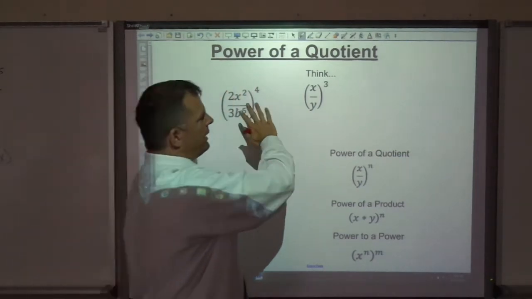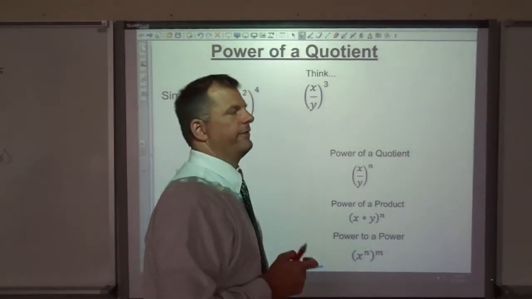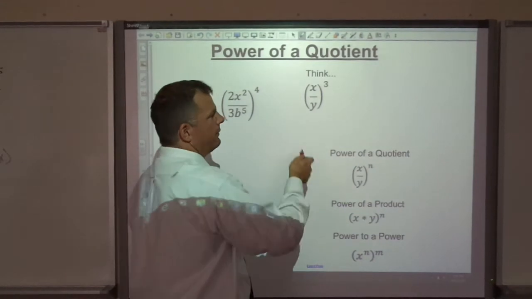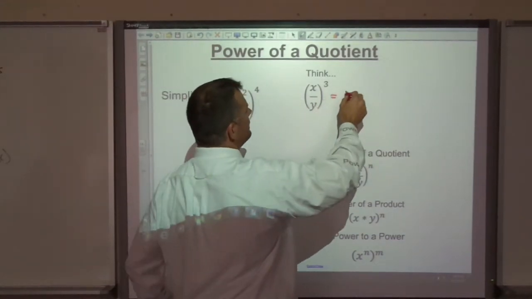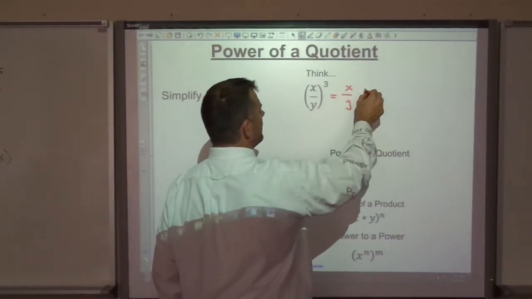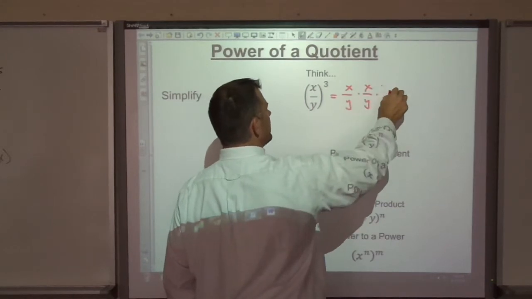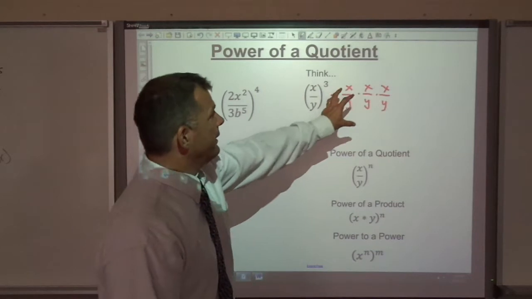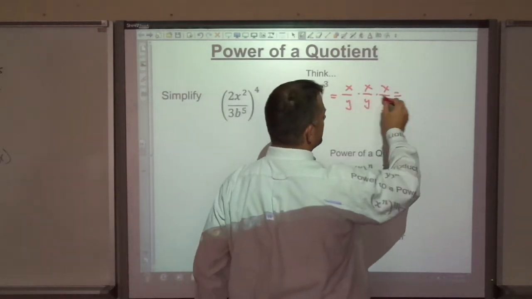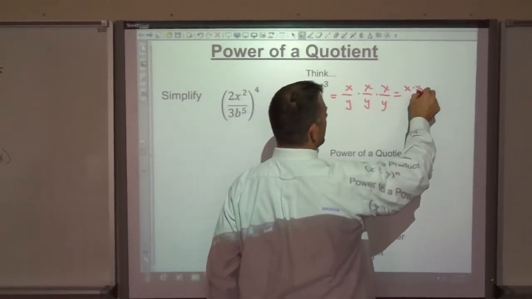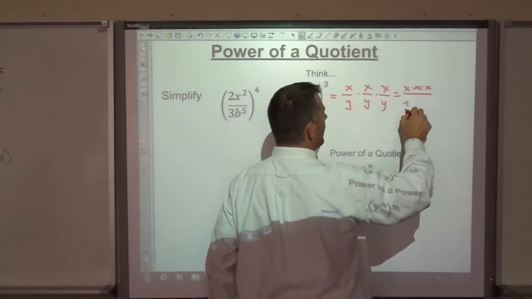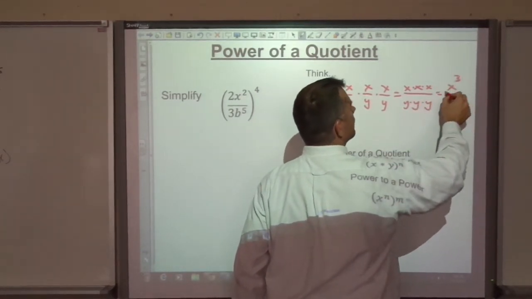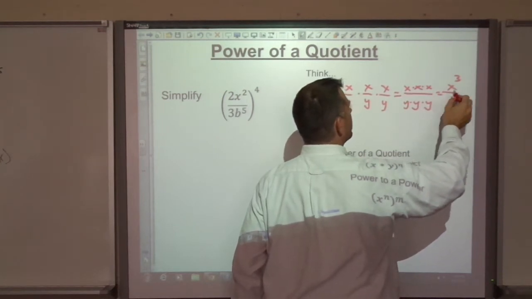Well, I'm going to take a break from that. I'm going to look over here and think for a moment about if I have x over y raised to the third. Remember that this means x over y times x over y times x over y. The thing times itself 3 times. And with this kind of multiplication of fractions, this means x times x times x over y times y times y, which means x to the third over y to the third.